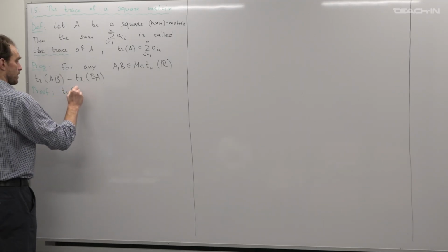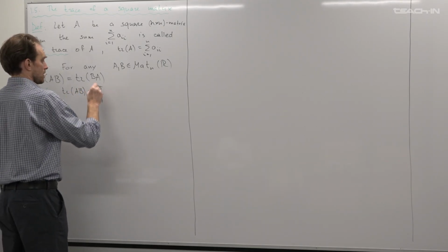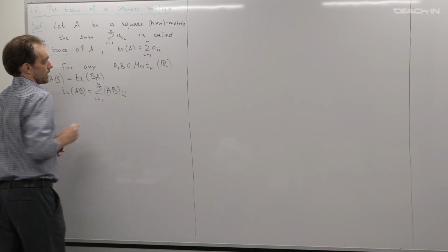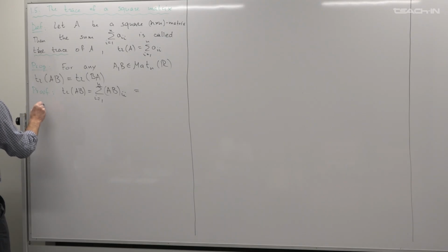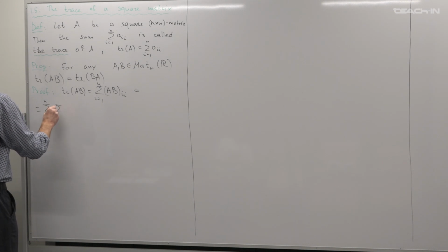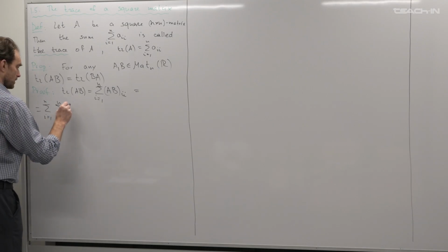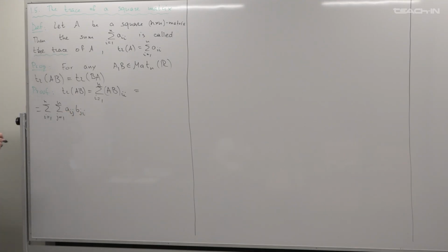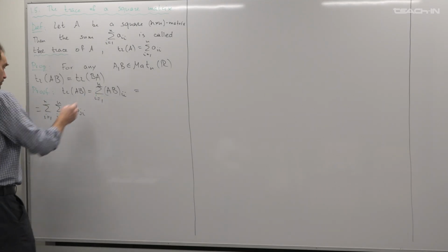So the trace of AB, just by the definition, equals the sum from 1 to n of (AB) sub ii. And then we need to write down what is the product of the two matrices. So here we have the sum from 1 to n, and here we have another sum where j ranges from 1 to n as well, and so we get a sub ij multiplied by b sub ji. This exactly follows from the definition of the product of the two matrices.